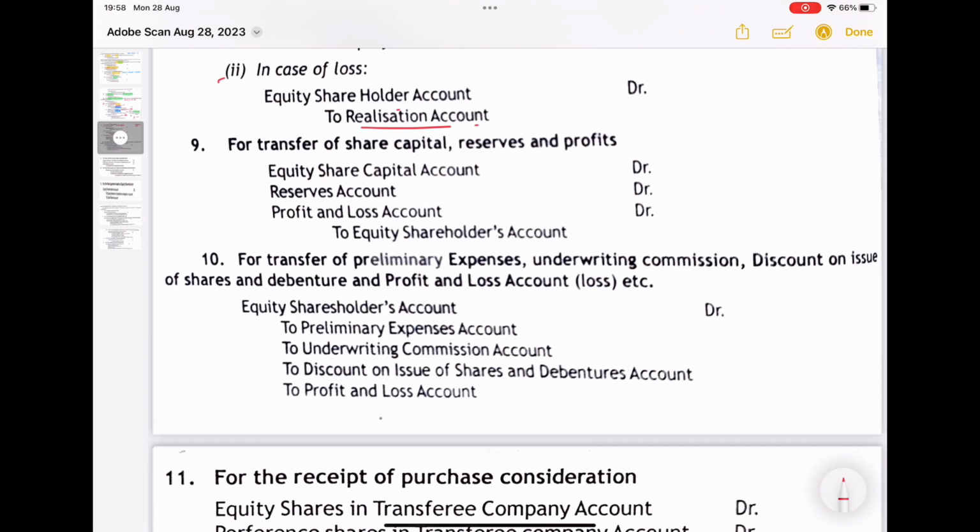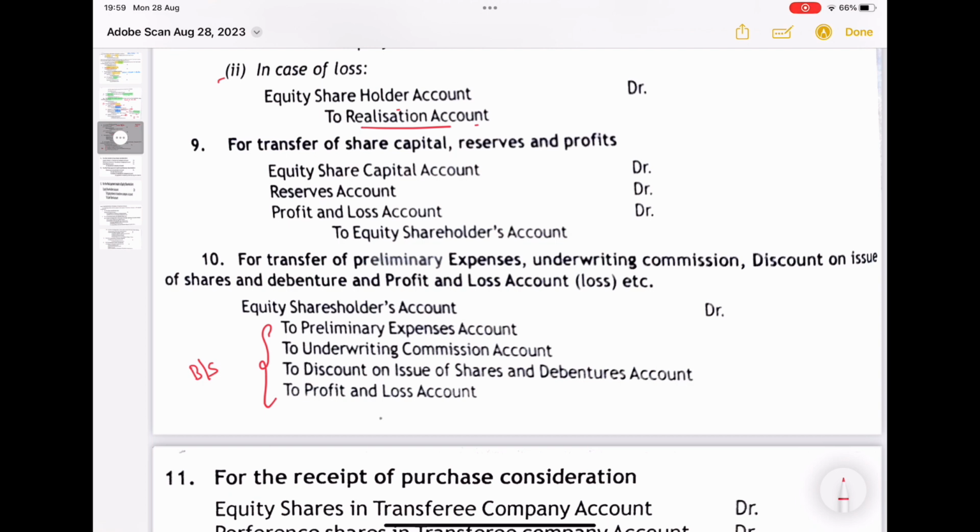Next, only a few entries. Next, for transfer of preliminary expenses, underwriting commission, discount on issue of shares and debentures and P&L account losses, etc. These are certain items which will be in the balance sheet, on the asset side or the liability side. So we are going to transfer all these things to the equity shareholders account because they are the owners, isn't it?